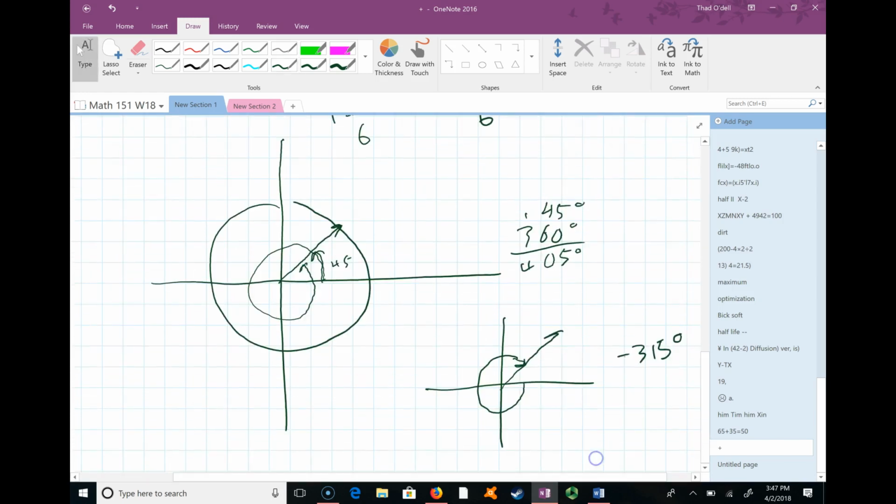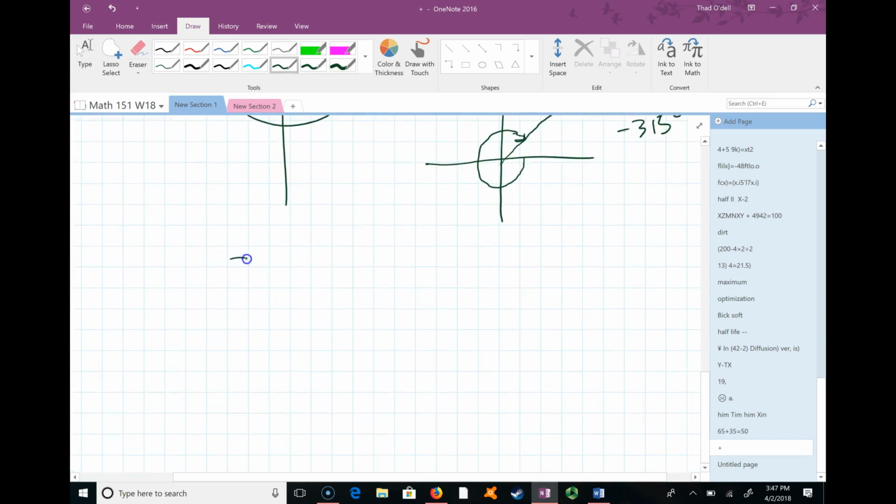Okay, so again, we learned coterminals, but also we learned that you can go either way. If you spin in the counterclockwise direction, that is a positive rotation. If you spin in the clockwise direction, that would be a negative rotation. Okay, so now we have a good idea about angles.